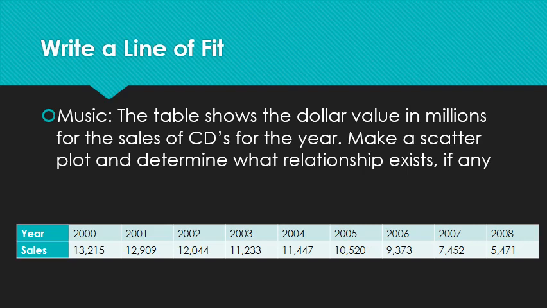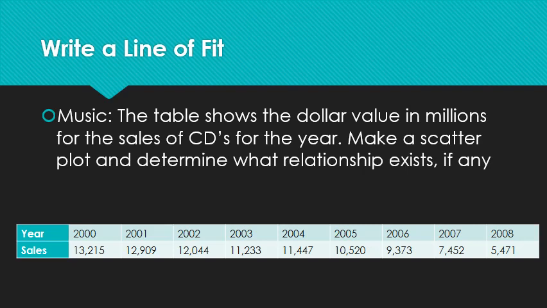Of course, when we're talking about a relationship, we're determining, when we plot our data in a scatter plot, does it give us a positive correlation, a negative correlation, or no correlation? And so down here we have a table, and along the first row we've got the year 2000, 2001, and continues on out to 2008. And then in the second row, we've got sales. And these are sales in millions of dollars.